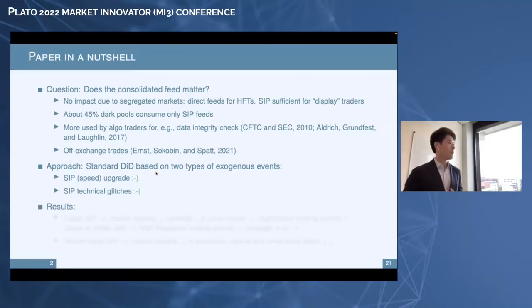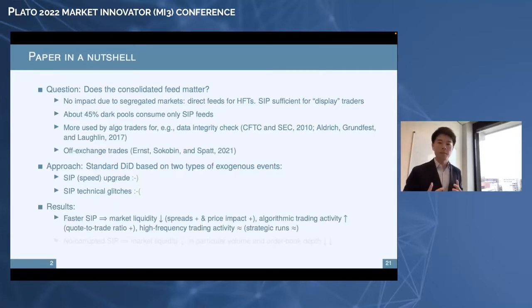To give you a preview of the results, here is what I find. When the SIP becomes faster, surprisingly, market liquidity drops, with an increase in spreads and a higher price impact. On the trading side, algo trading activity picks up due to the SIP upgrade, proxied by the quote-to-trade ratio. But high frequency trading activity, proxied by the strategic runs proposed by the Hagströmer and Menkveld paper, stays put. So the non-attributable algo trading activity picks up, and combined with the decrease in liquidity, it seems to me that an upgrade to the SIP encourages more informed algo trading.